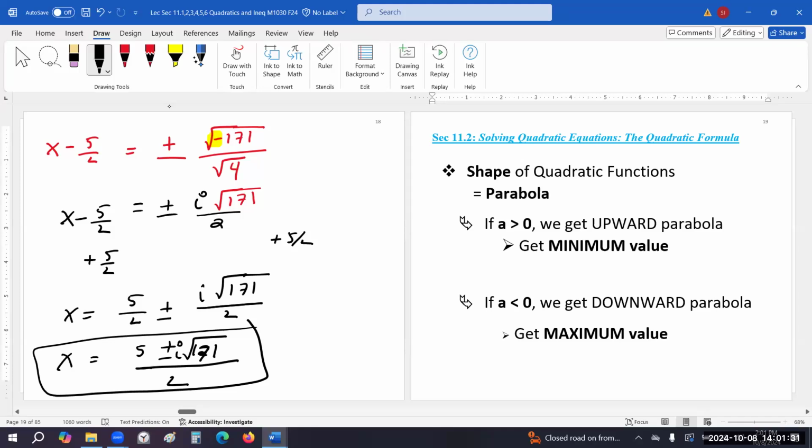Before that, let me remind you about our parabolas. We have two parabolas. When the leading coefficient is positive, it opens upward. When the leading coefficient is negative, it opens downward. So this means positive, this means negative.